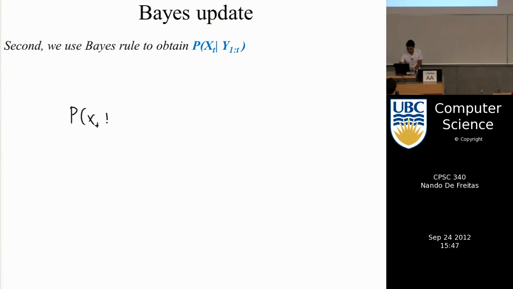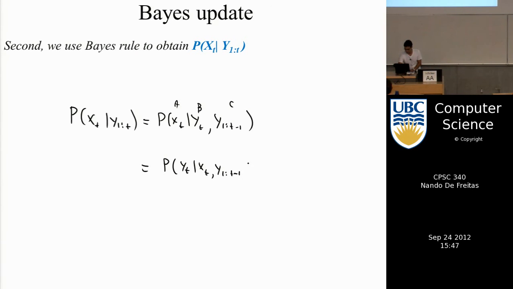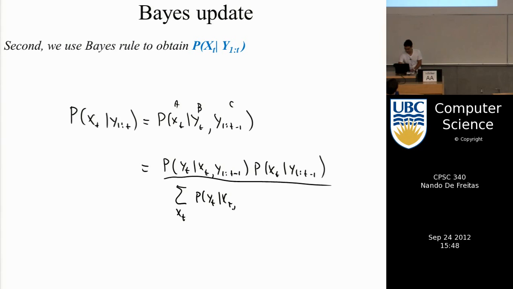P of x t given y1 to t is equal to P of x t given y t and y1 to t minus 1. So I'm just splitting y t. Next, I apply Bayes' rule, basically using a, b, and this guy as c, and I can write this as P of y t given x t, comma y1 to t minus 1, times P of x t given y1 to t minus 1. All of this over the sum over x t of the normalizing factor, which is just the sum over x t of everything that appears on top.